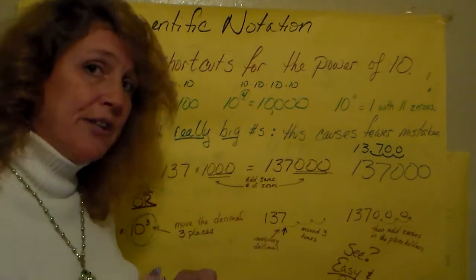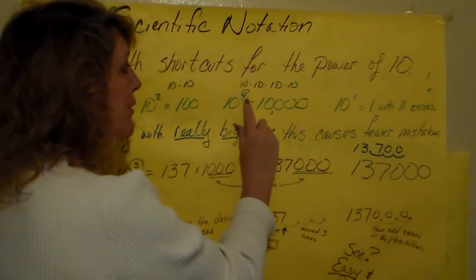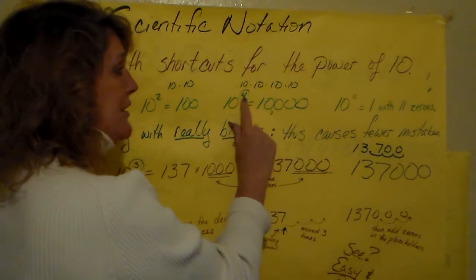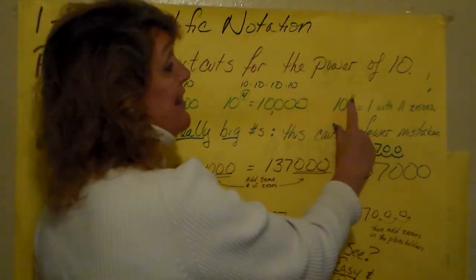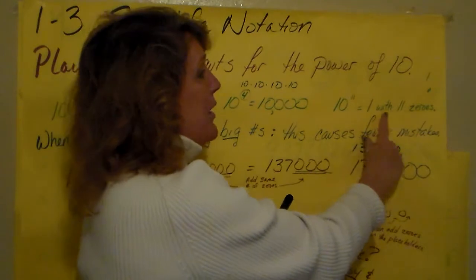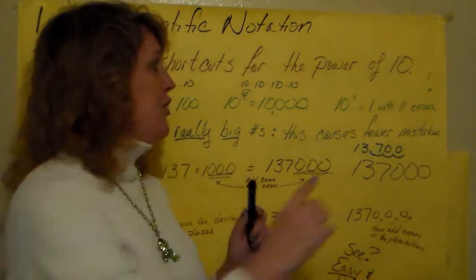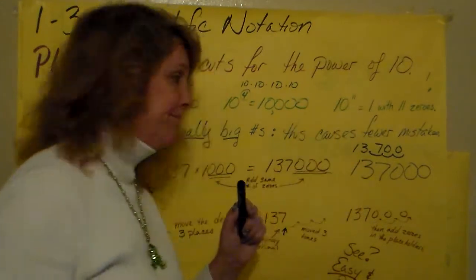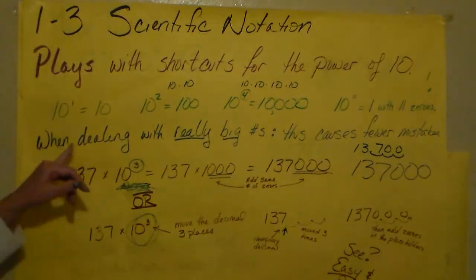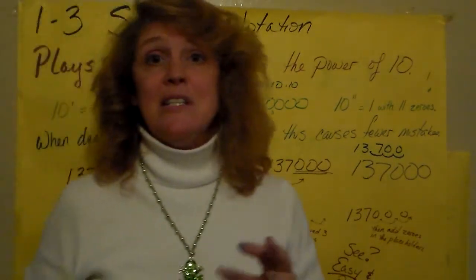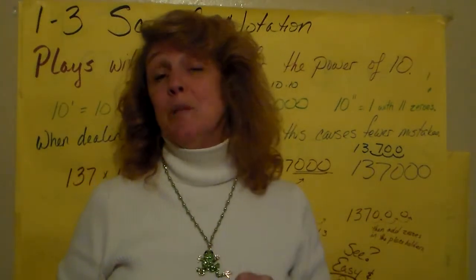The cool thing about exponents is that 10 to the 4th is a 1 with 4 zeros. So 10 to the 11th is going to be 1 with 11 zeros. So you don't have to do all of the math. You can just count your zeros. When you're dealing with really big numbers, this actually helps cause fewer mistakes.